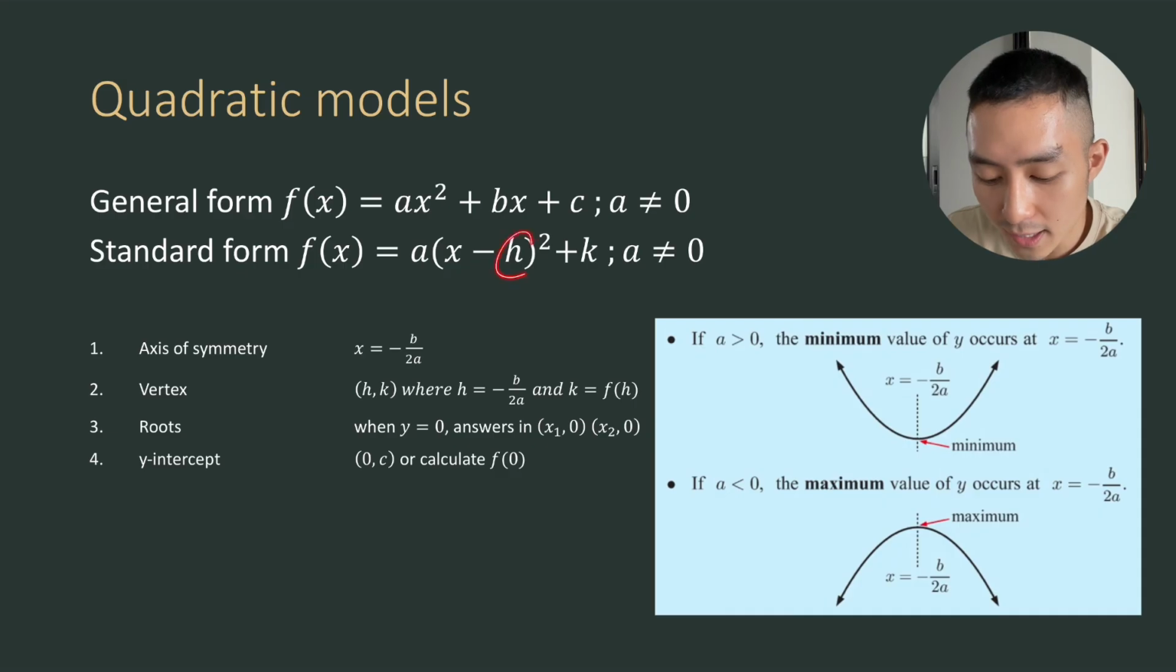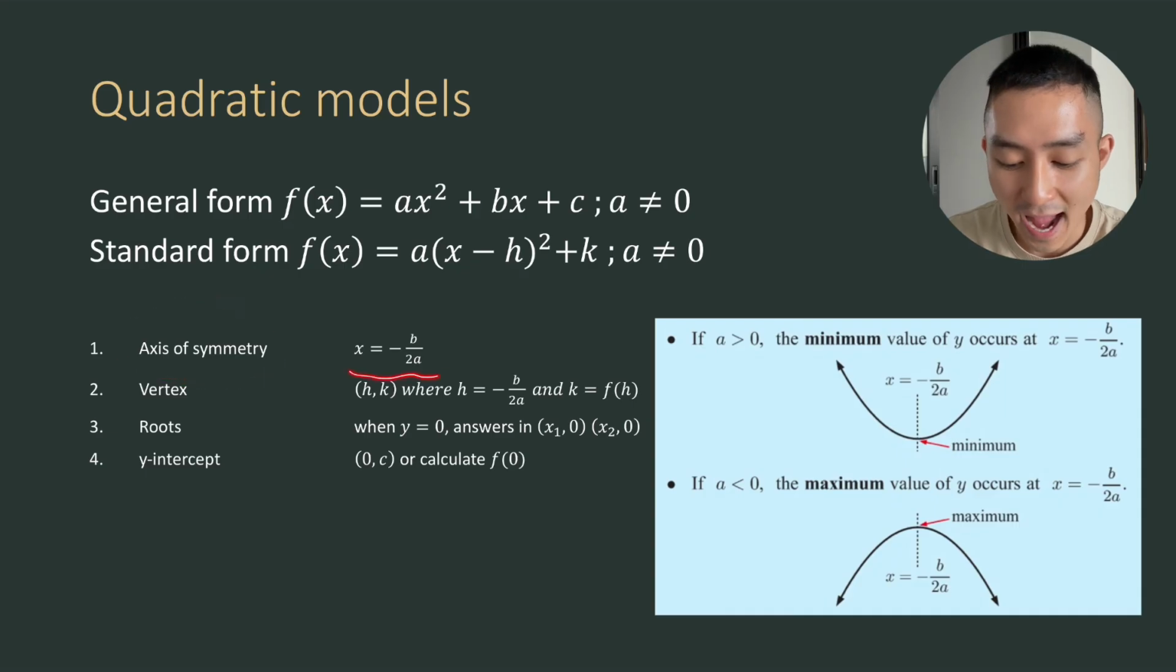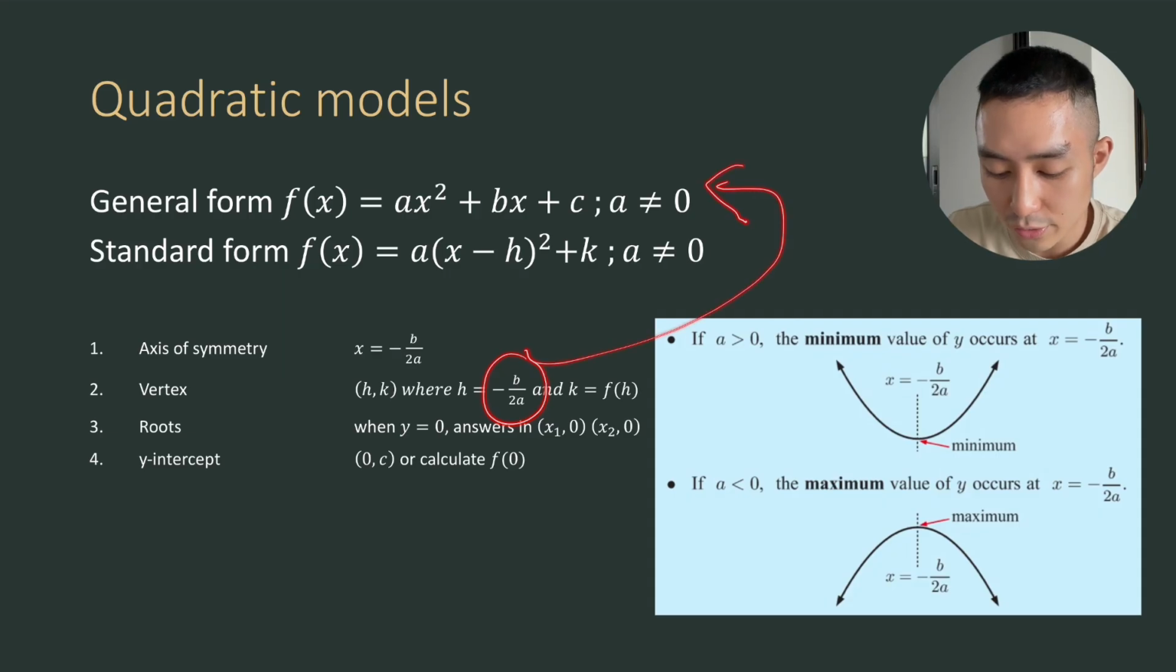The coordinate (h, k) over here is the vertex. Recalling that the axis of symmetry is x equals minus b over 2a, and this is the x coordinate of the vertex. So we can just substitute this into the original function to get the k.